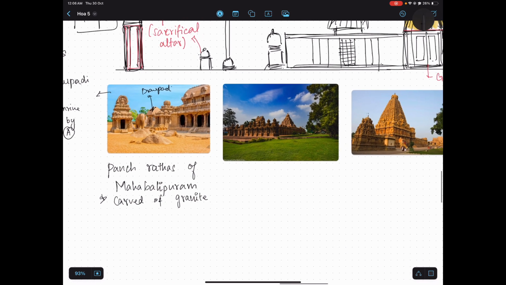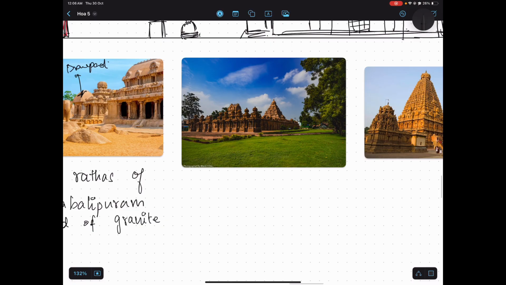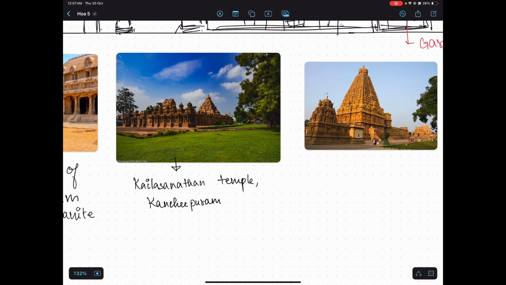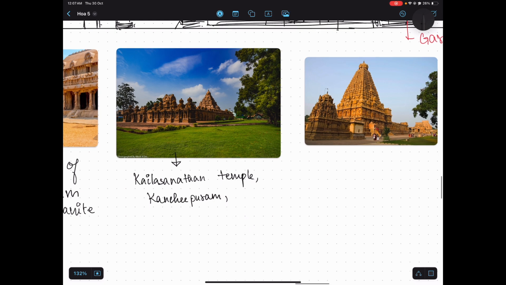Then came the freestanding temples of Pallava period, and this is an example of Kailasanatha temple in Kanchipuram. Then another example for Pallava period would be the shore temple at Mahabalipuram.